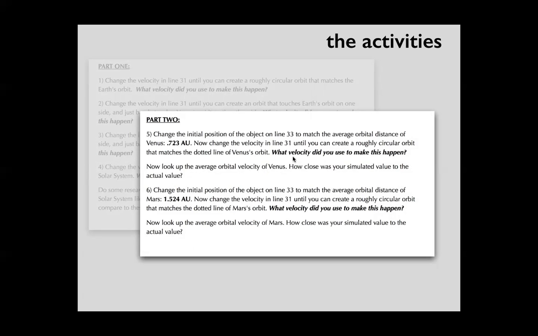Of course, students could, if they were clever, actually look up that average orbital velocity first and then plug it into the program. But looking at the results, I don't think anybody actually did that. I think they actually all used trial and error as they were asked.